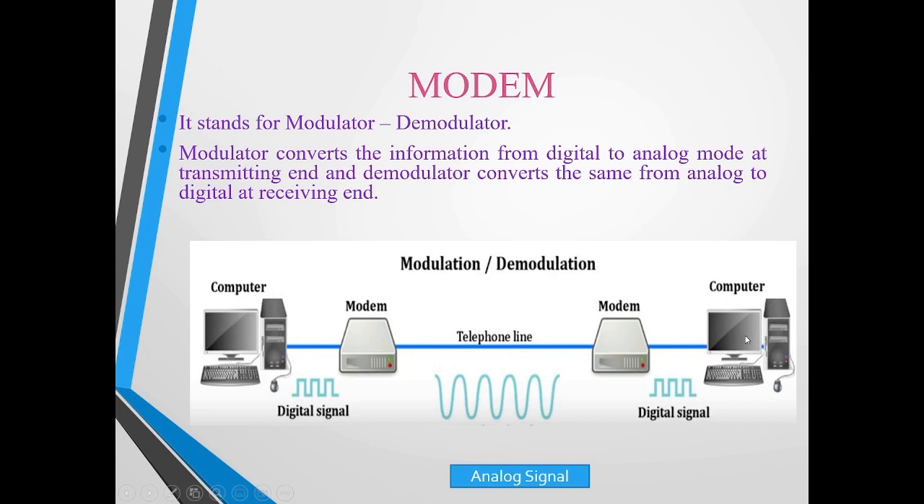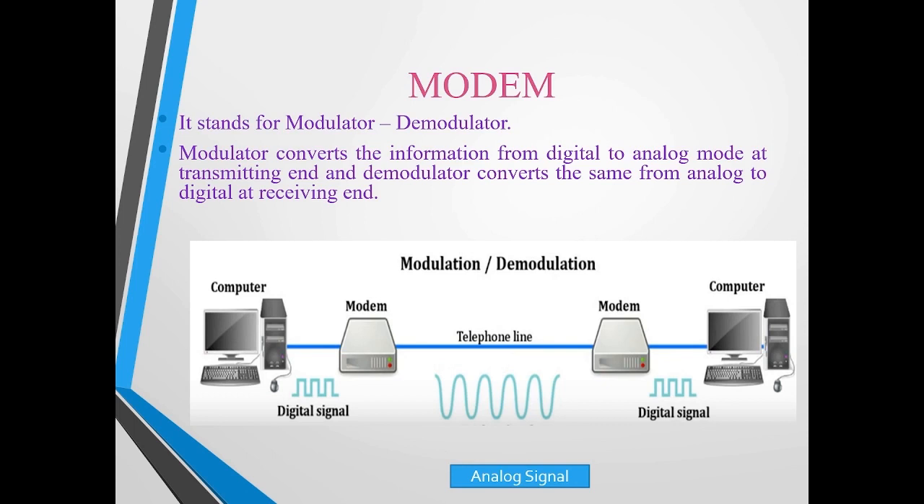Then on the other end as well, we are having another modem. This modem converts the analog signal into a digital signal, so that the file which has been transmitted from PC1 can be understood by the other user on the other end. As the computer can't understand our languages, it can't understand English, it understands the language that is 0 and 1, right?